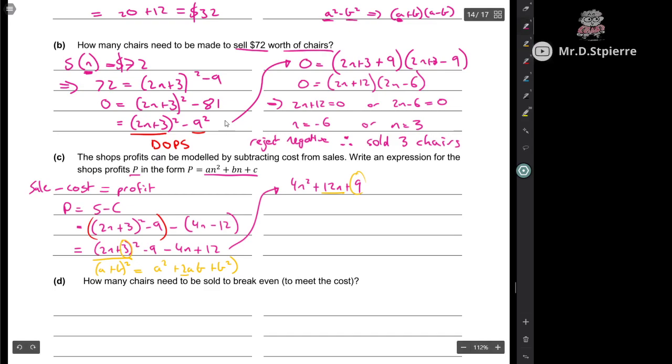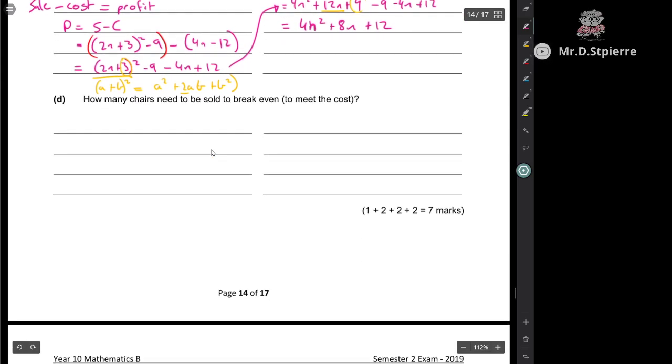We then get the rest of it, minus 9 minus 4n plus 12. We now get 4n squared. 12n take away 4n is plus 8n. 9 take away 9 is 0 plus 12, so we get plus 12. So that's our profit equation. That tells us how much money we'll actually make per chair we sell, taking into account the costs associated with making each chair. How many chairs need to be sold to break even?